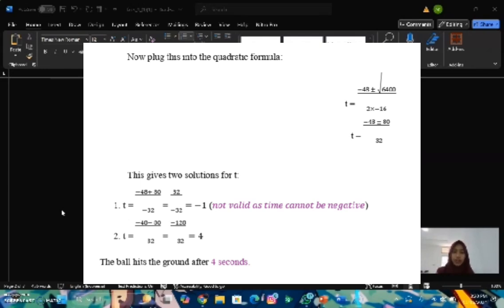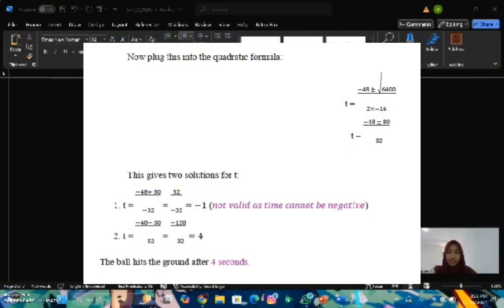Now plug this into the quadratic formula. t = (-48 ± √6400) / (2 times -16). The square root of 6400 is 80 and 2 times -16 is -32, so t = (-48 ± 80) / -32. This gives two solutions for t.